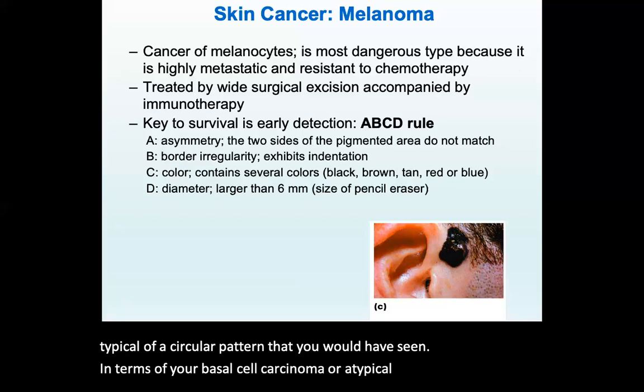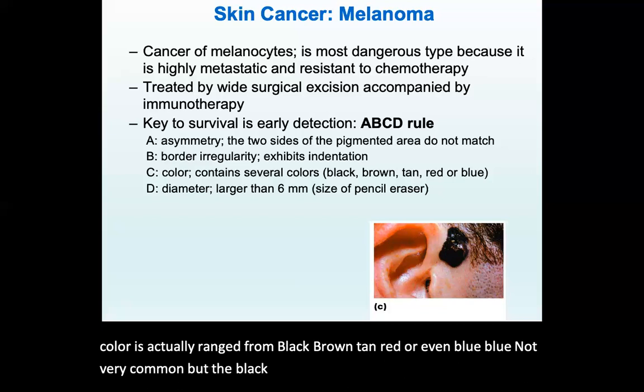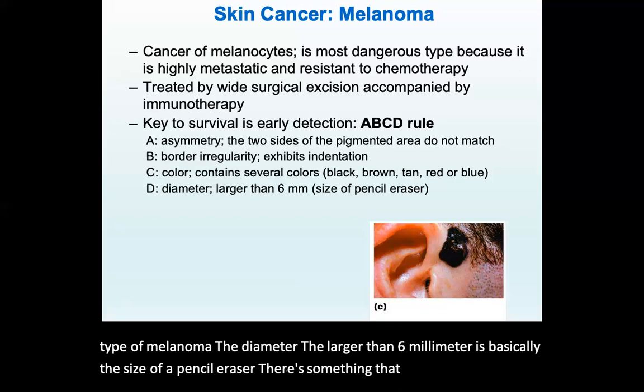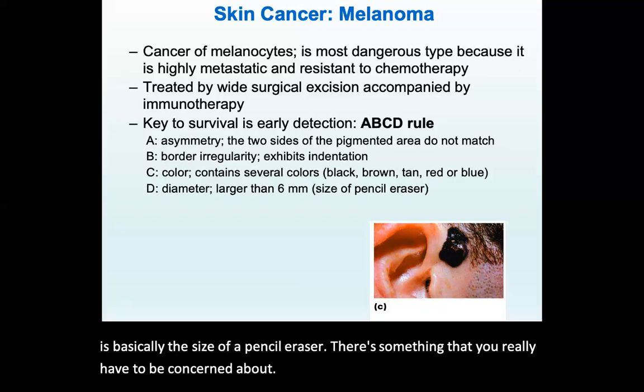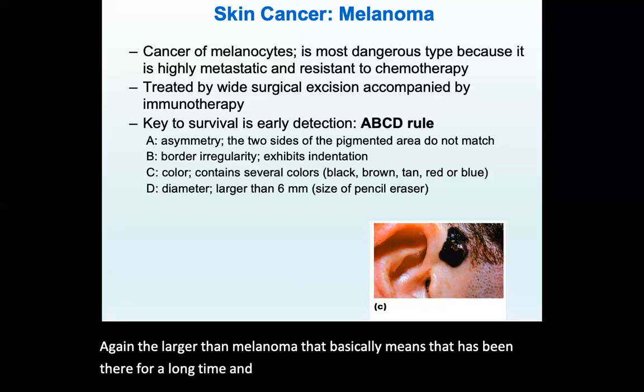C for color. These colors actually range from black, brown, tan, red, or even blue. Blue is not very common, but the black and brownish colors are the most common type of melanoma. D, diameter. Larger than 6 millimeters is basically the size of a pencil eraser. That's something that you really have to be concerned about. Again, the larger the melanoma is, that basically means it has been there for a long time, and the chance of it having reached other parts of the body is pretty high.